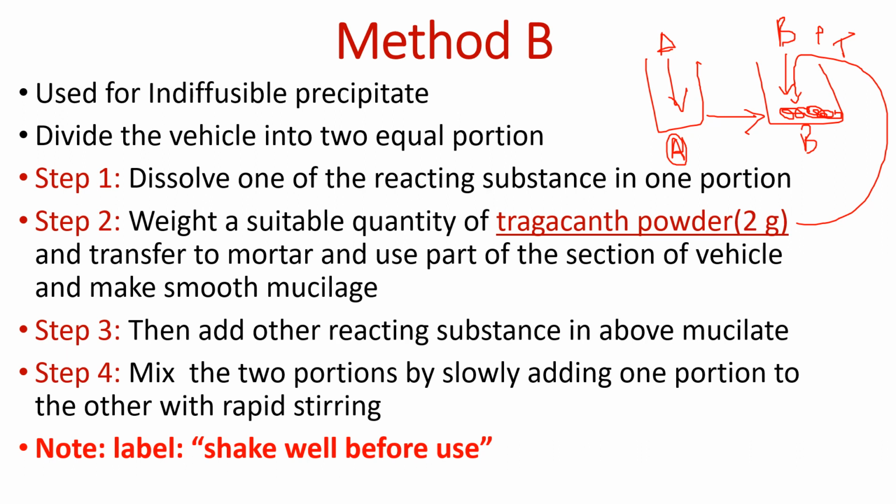So for such types of preparations, what is the label we need to write? We should write it as shake well before use. Shake well before use is the label which we need to write. Very simple method. Divide the vehicle into two parts, that is, take the solvent in beaker A and beaker B. In beaker A, add drug A. In beaker B, in step 2, add first tragacanth powder, make a smooth mucilage, then add drug B and mix it. In the third step, add portion A to portion B.